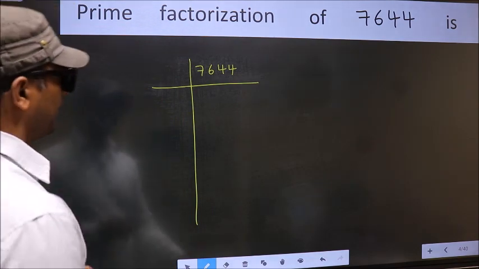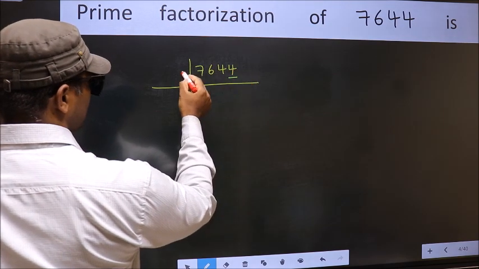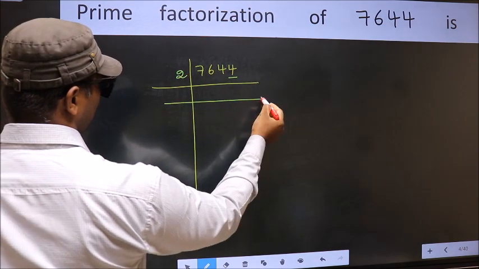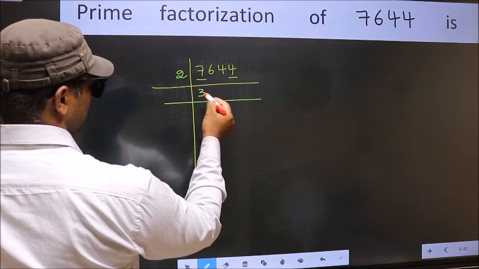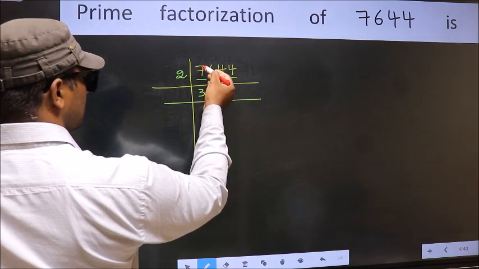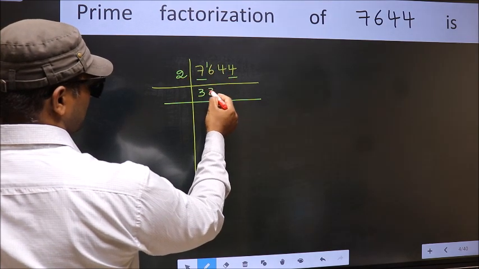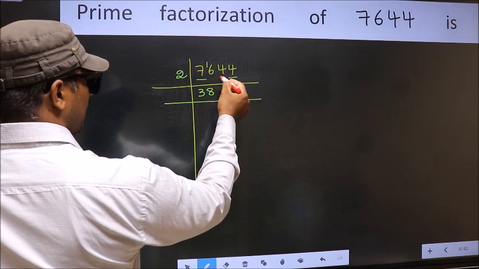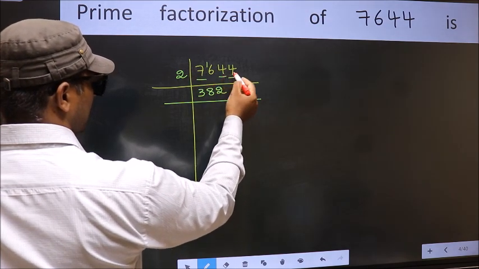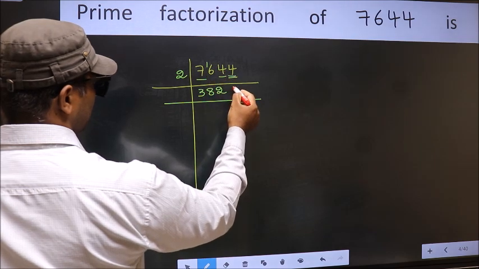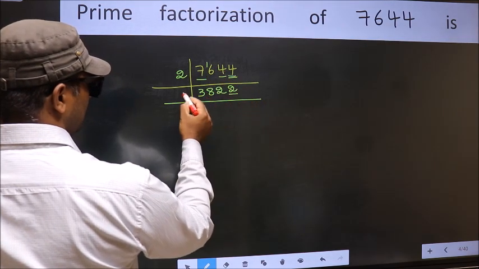Next, in this number, last digit 4 is even, so take 2. First number 7, a number close to 7 in the 2 table is 2, 3, 6. 7 minus 6, 1, 1 carried forward, 16. When do we get 16 in the 2 table? 2, 8, 16. The other number 4, when do we get 4 in the 2 table? 2 2s 4. Now last digit 2 is even, so take 2.